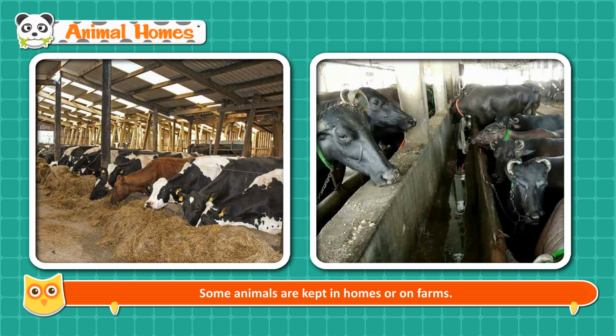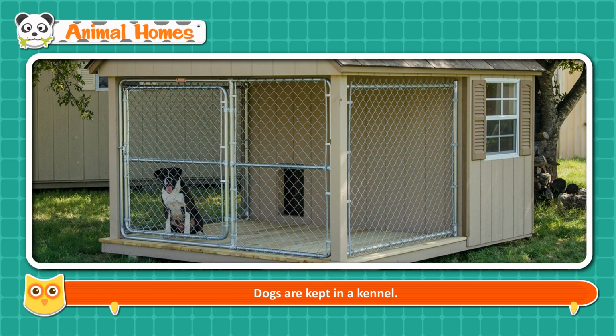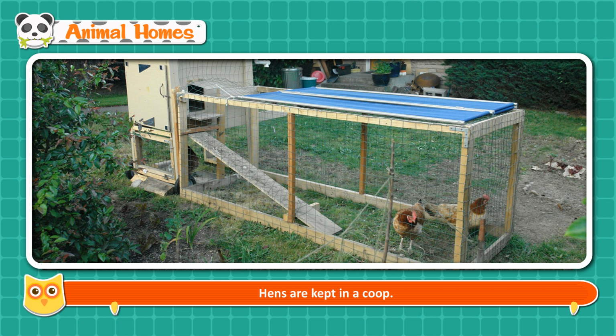Some animals are kept in homes or on farms. They are called domestic animals. They live in man-made shelters. Cows and buffaloes are kept in a shed. Horses are kept in a stable. Dogs are kept in a kennel. Hens are kept in a coop.